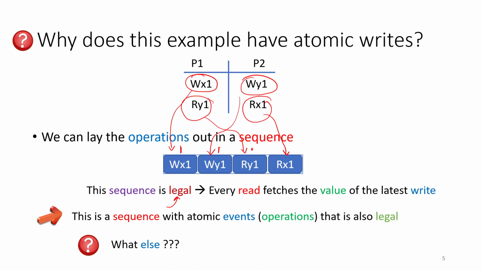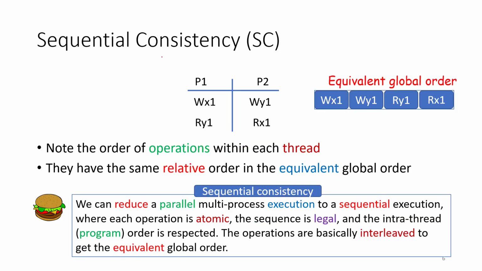Furthermore, the sequence is legal, which means if you look at every read, it fetches the value of the latest write to the same address. So Ry1 is providing you Wy1 and Rx1 is providing you the value written by Wx1. So this is clearly a sequence with atomic events, and this sequence is also legal. What else is special about this sequence? Let's look at this sequence once again. Let's not look at the title of the slide yet.